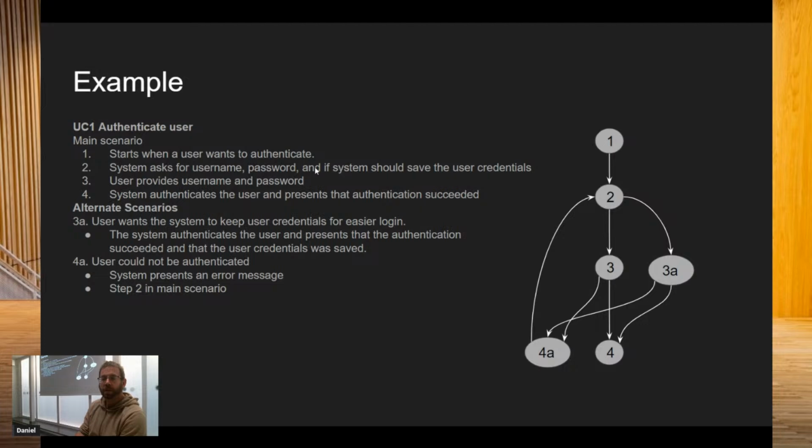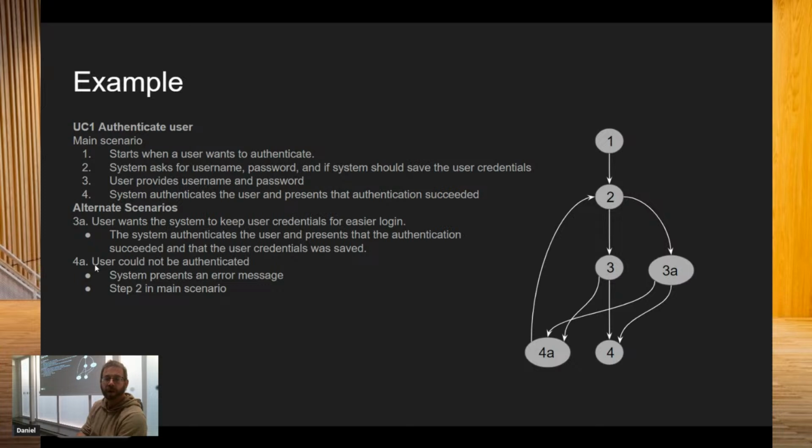We can start with that one should be able to say that I want to be remembered here, which means to save the user credentials so that we don't need to input the username and password again. So we have an alternate scenario, which is 3A. User wants the system to keep user credentials for easier login. And then system authenticates the user and presents that the authentication succeeded and that the user credentials were saved. So we have a separate 3A, and from that 3A, we can also go to 4A.